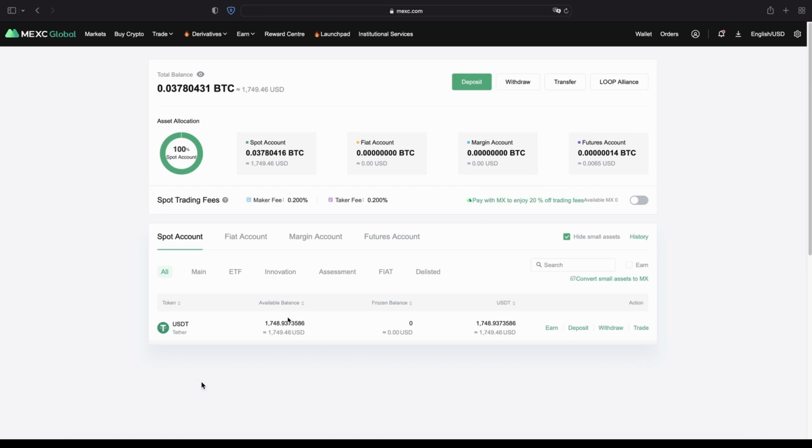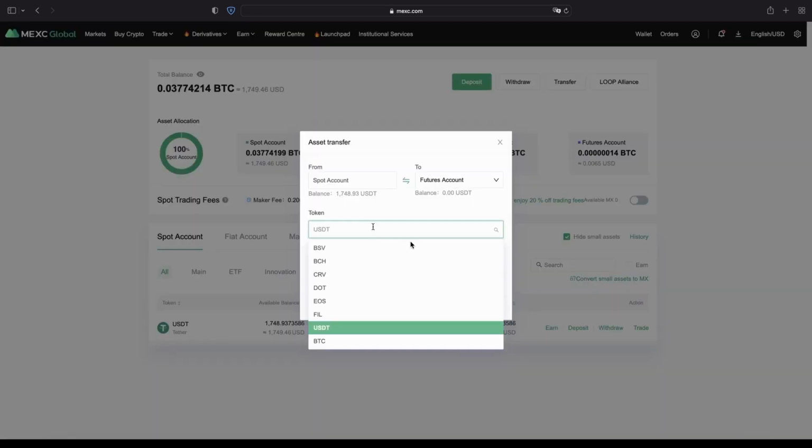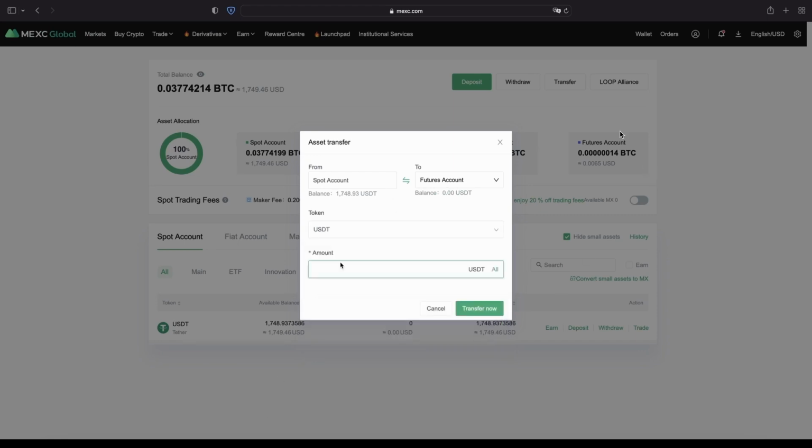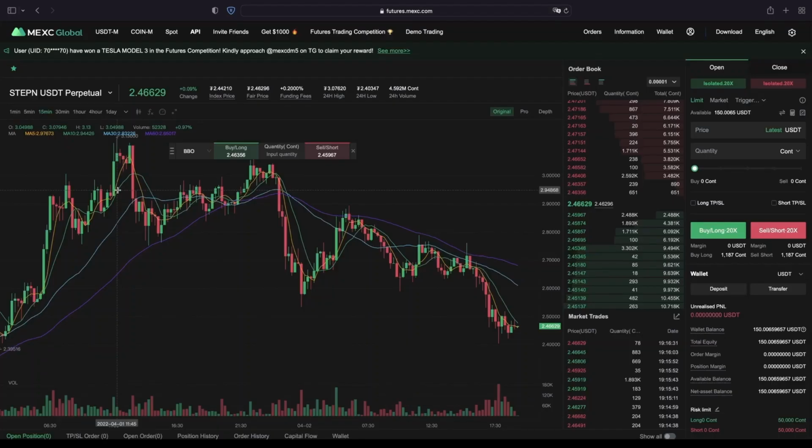So in this case, I have some dollars here. You can easily transfer it to your other account, and that works just in here. For example, from your spot account to your futures account, you can choose it, and then you have it stored on your other account that you can now use to leverage trade.